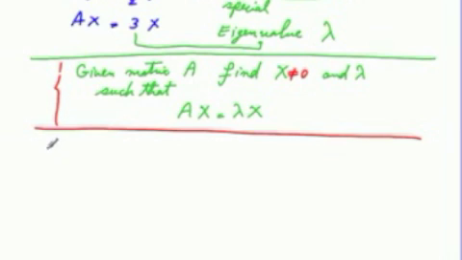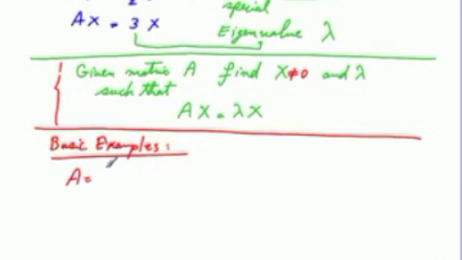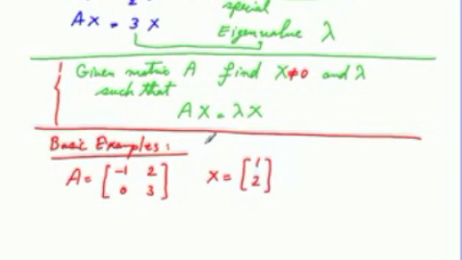Here are some simple examples. What do we mean by this situation here? Let's take a matrix A, minus 1, 2, 0, 3, and the vector x. In this case somebody has already done the hard work and is asking you to check that the given vector x is an eigenvector.